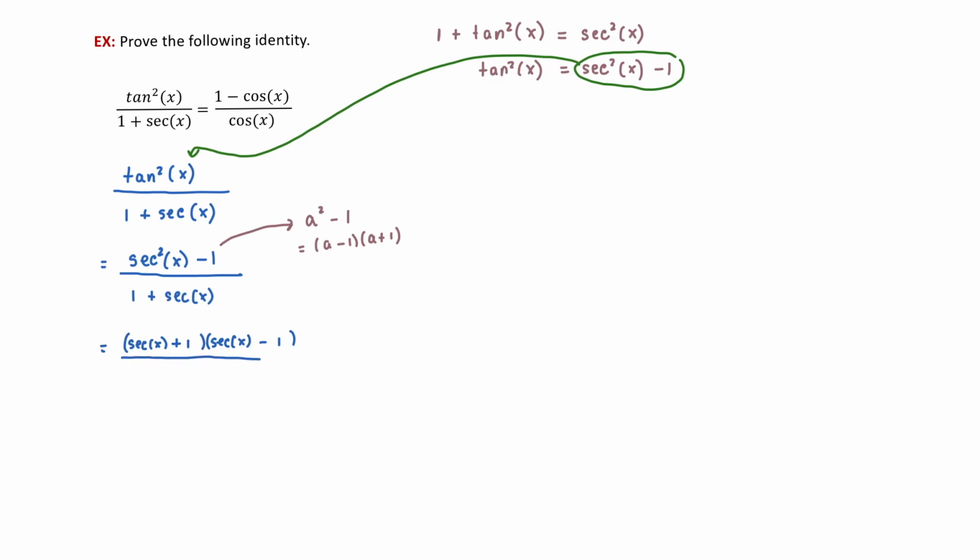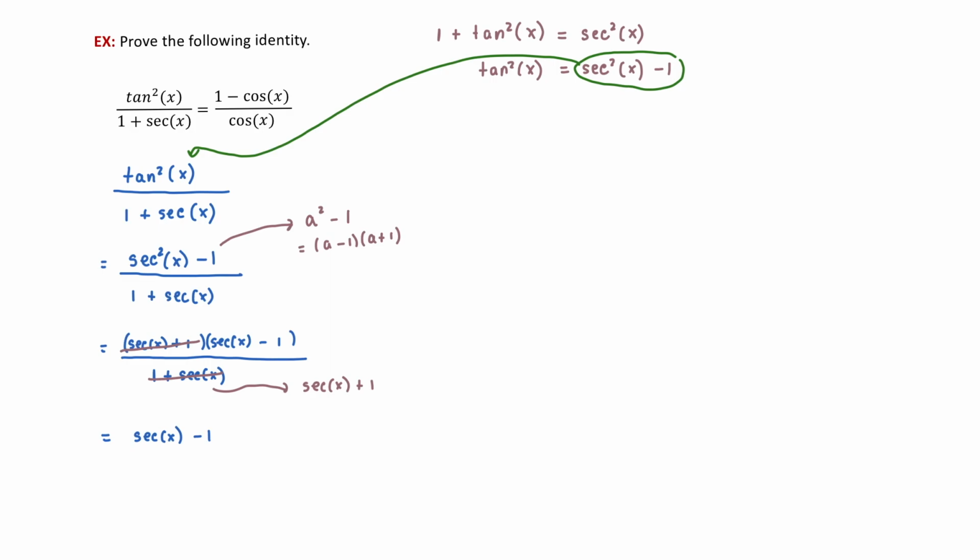And now we will divide all this by 1 plus secant of x. I want you to notice here that having 1 plus secant x is the same as having secant x plus 1. Same thing. And now what is so nice about that is that I can very nicely cancel these two factors. I'm going to go ahead and cancel them out, or divide them out, and I will end up with secant x minus 1.